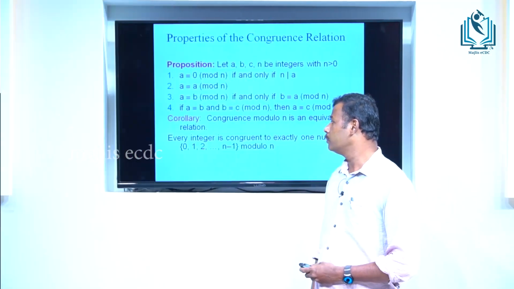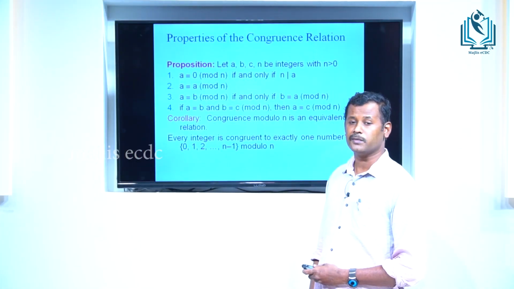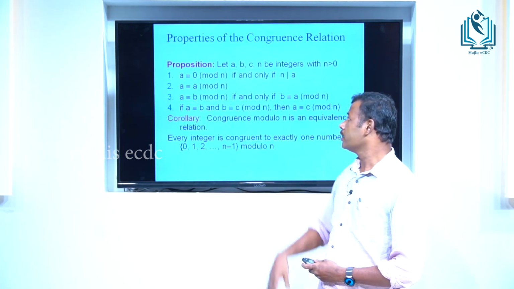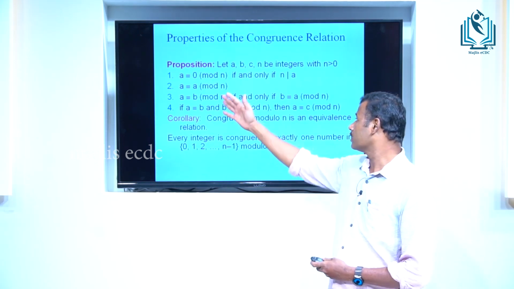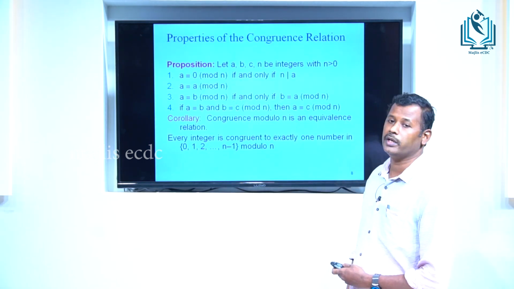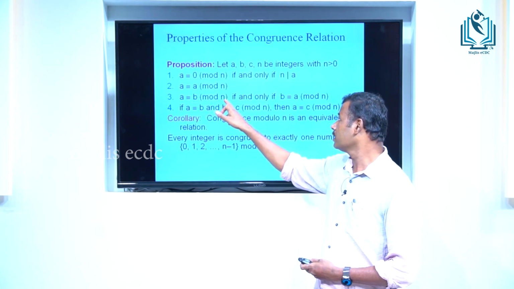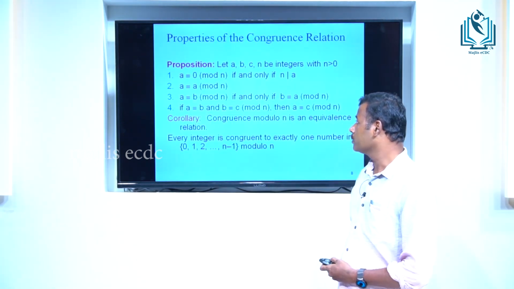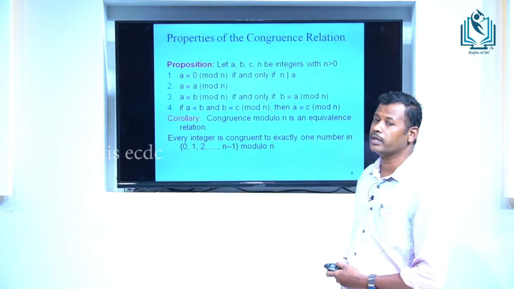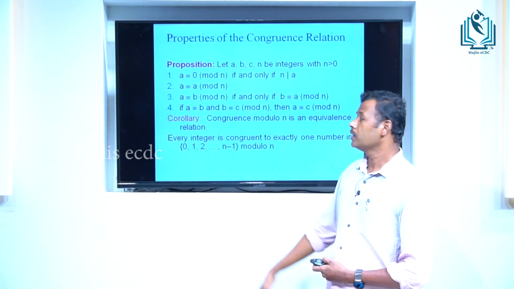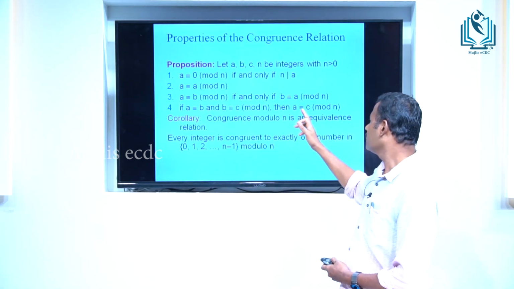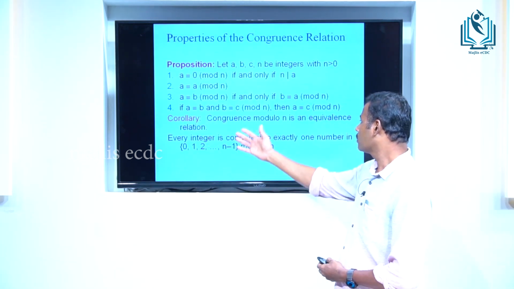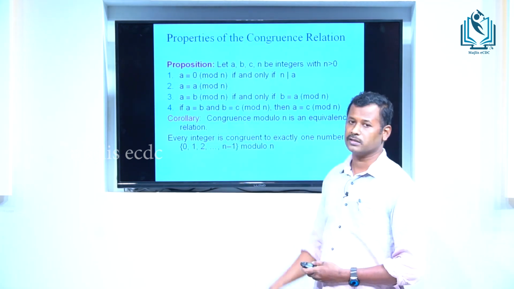Next, if a is congruent to b mod n, then a minus b is divisible by n, if and only if b is congruent to a mod n. Next step says that if a is congruent to b mod n and b is congruent to c mod n, then a is congruent to c mod n. This is the fourth step. Corollary: congruence modulo n is an equivalence relation.